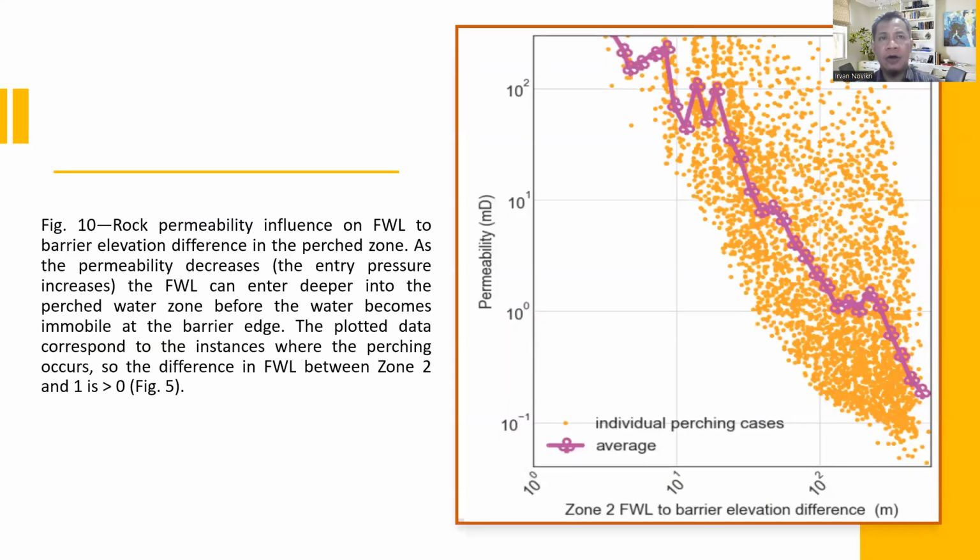So moving to the next slide, the influence of rock permeability on the elevation difference between the free water level and the barrier in the perched zone. When the rock permeability decreases and the entry pressure increases, this allows the free water level to penetrate deeper into the perched water zone before becoming immobile at the barrier edge. The plotted data, as we can see in figure 10, represent instances where perching occurs, indicating that the free water level in zone 2 is higher than in zone number 1.